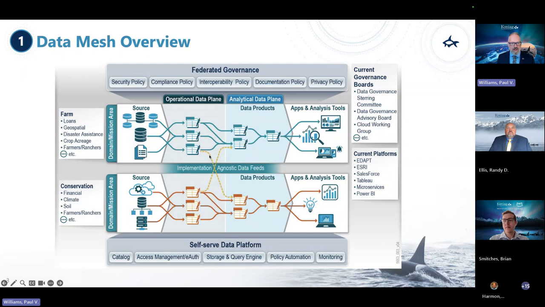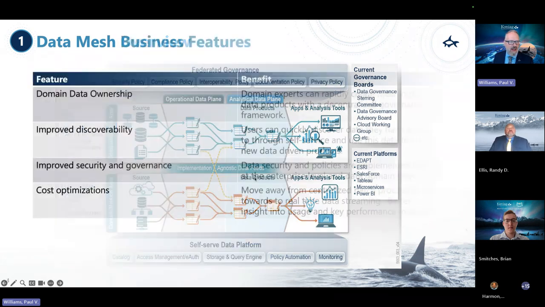If you see in the middle of the graph, the yellow dotted lines, it's meant to represent that you can provide quick integrations across the domains. So if the conservation group or conservation domain owners need to use data from the farm domain owners, they can quickly do so. I won't go into too much detail here. I want to spend most of our time on our demonstration. So I'm going to move along now.